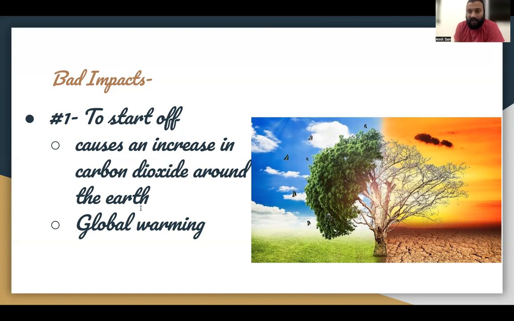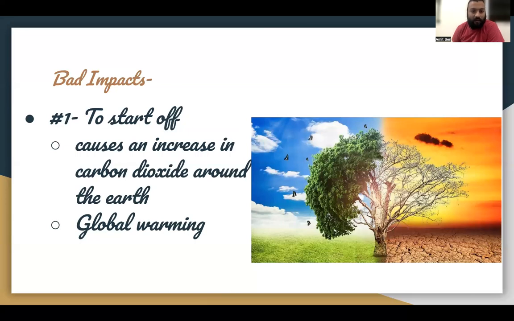However, what I've learned during this process of my research and during the class is it is a major environmental issue that has significant impacts on plants and the species that live around here. So now let's move on to the bad impacts.